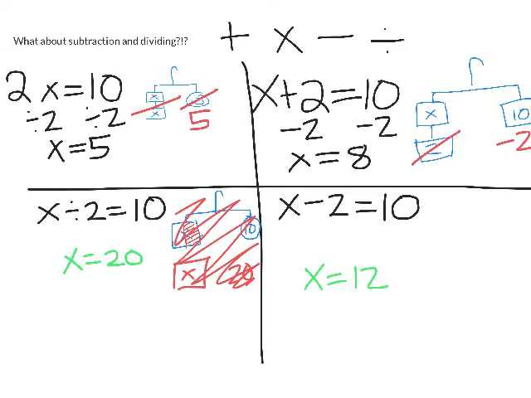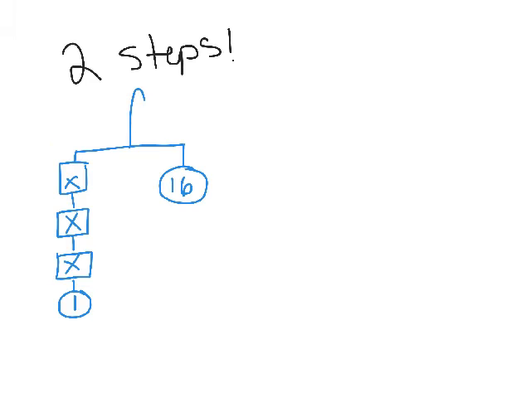A way that we could show our work for that, just like up above, where we took away 2 to keep it balanced, here we could add 2 to keep it balanced. And we end up with x equals 12, because that's gone, and we have 10 plus 2 gives us 12. Likewise, over here, we could have shown our work by saying that we were multiplying by 2 on both sides to keep it balanced. Okay, we'll revisit problems like that in a little bit. For now, let's look at a two-step equation.